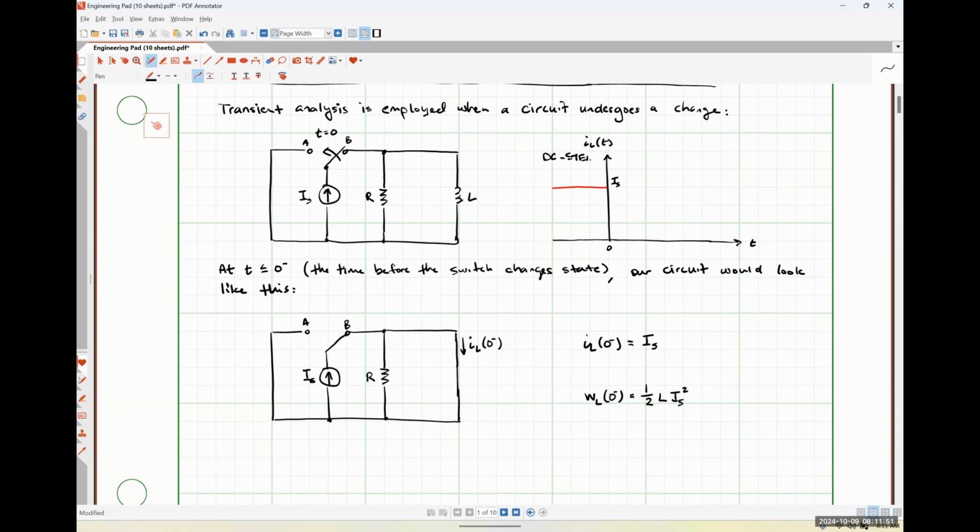Notice that for everything to the left of t equals 0, our circuit is at DC steady state, meaning that we're treating the circuit as if it were simply a DC system. That D looks like a P, so let me rewrite that. There we go. Still looks like a P, but whatever.